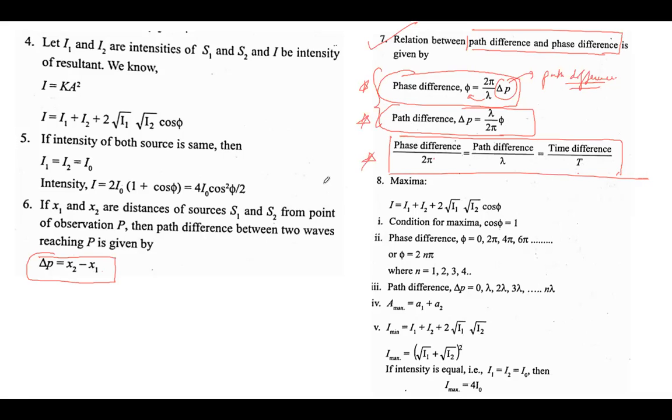ठीक है. सो फेज डिफरेंस एंगल में होता है डिवाइडेड बाय 2 पाई. पाथ डिफरेंस लेंथ में होता है तो डिवाइडेड बाय वेवलेंथ. टाइम डिफरेंस तो डिवाइडेड बाय टाइम पीरियड. तो ये याद करना बहुत आसान है.